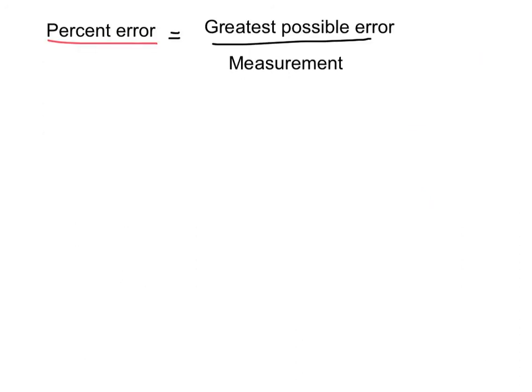The last thing we're going to talk about is percent error. Percent error is another useful way to think of an error in measurement. It is the ratio of the greatest possible error and the measurement. So we're going to take the greatest possible error divided by the measurement.